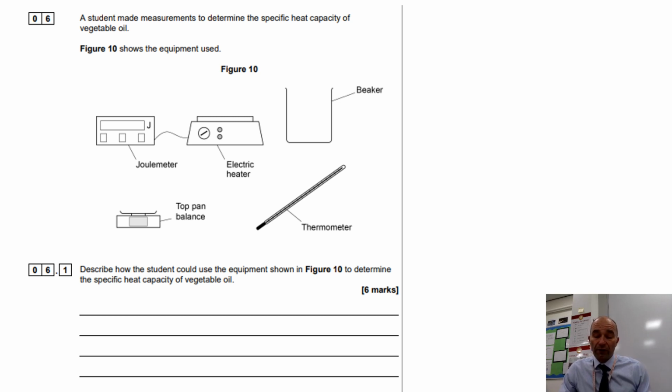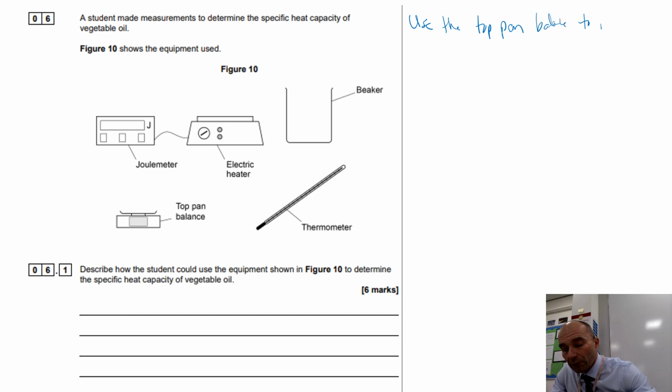So it's not good enough to say take the temperature. You need to be talking about taking the temperature with the thermometer. Measure the mass of the oil. You need to measure the mass of the oil with top pan balance to get all the marks possible. So on this, the first part of this method, it would be to use the top pan balance to measure the mass of oil.